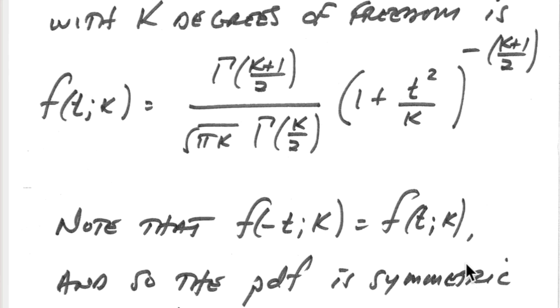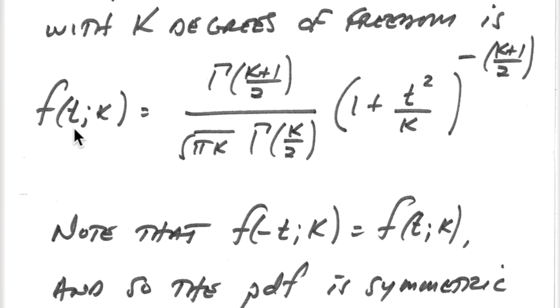Now, I would note that if you plug in negative t for t, then you see here that the only place t shows up is right there. And so if you plug in negative t, you're going to have negative t quantity squared. That's going to be the same as t squared. And so you can see here that the PDF evaluated at negative t is equal to the PDF evaluated at t. And so what this implies then is that this PDF, the PDF of the t-distribution with k degrees of freedom, is symmetric about t equal to 0.